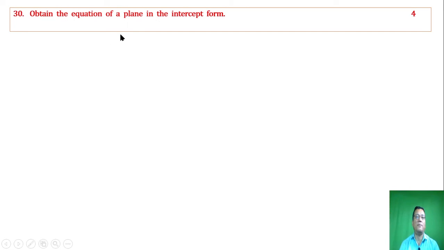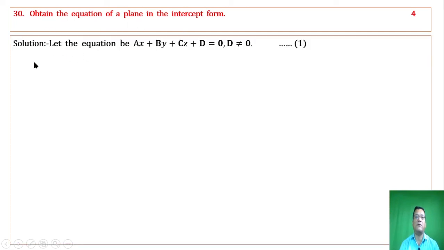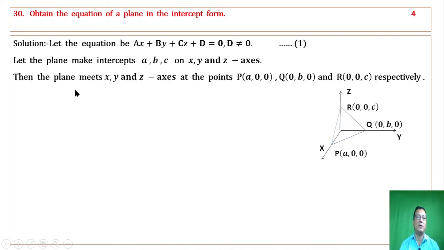Obtain the equation of a plane in the intercept form. 4 marks. Let the equation be this, where d cannot be 0. Let the plane make intercepts small a, small b, small c on the x, y, and z axes respectively. Then the plane meets the x, y, and z axes at the points P, coordinates a, 0, 0, Q, 0, b, 0, R, 0, 0, c respectively, as in this picture.